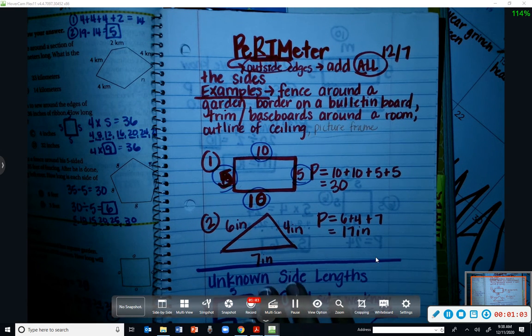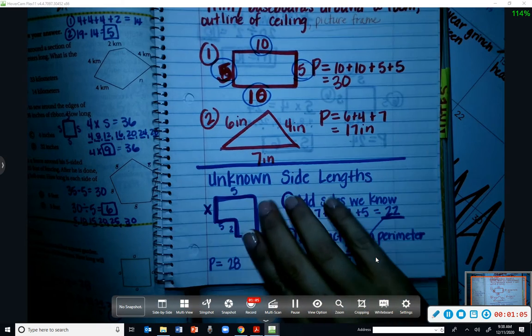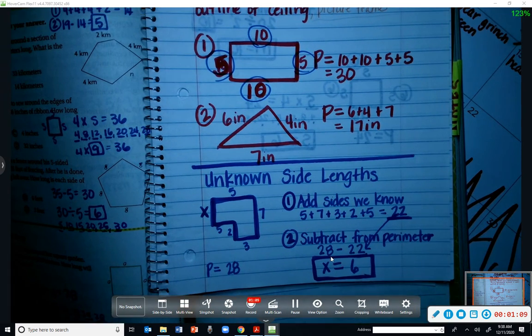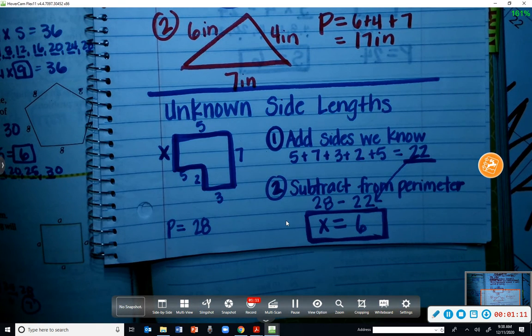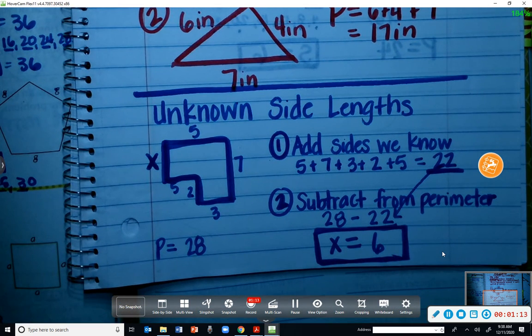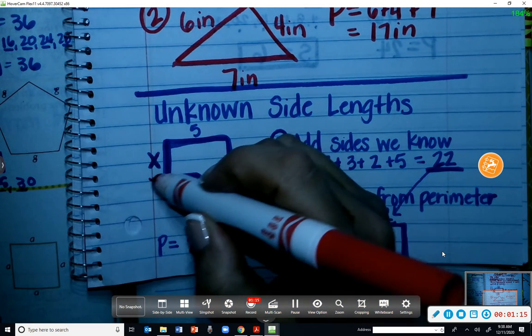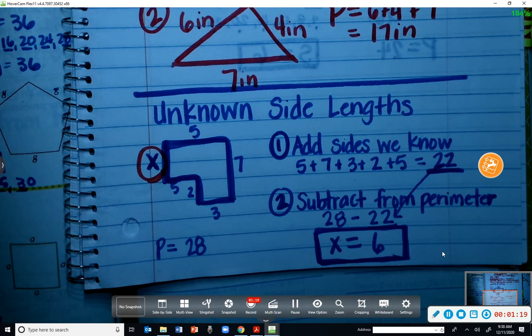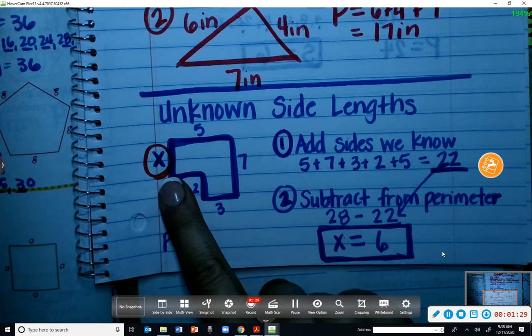We also learned how to find a missing side when they give you the perimeter, okay? So let's look over those steps. What would I do first to figure out this missing side? These were our notes that we took. So if you took good notes, there should be no reason you can't answer this, and if you can read what's on the board. How would I figure out this missing side?